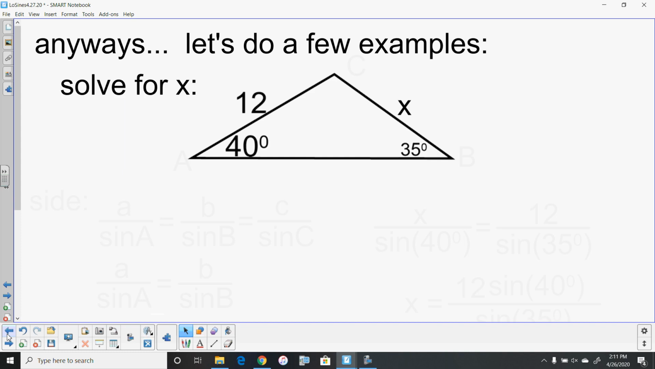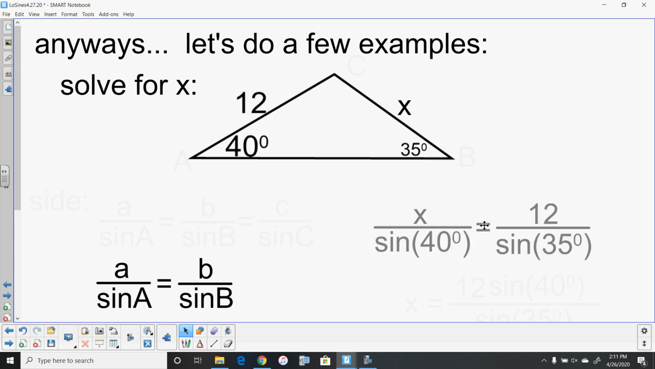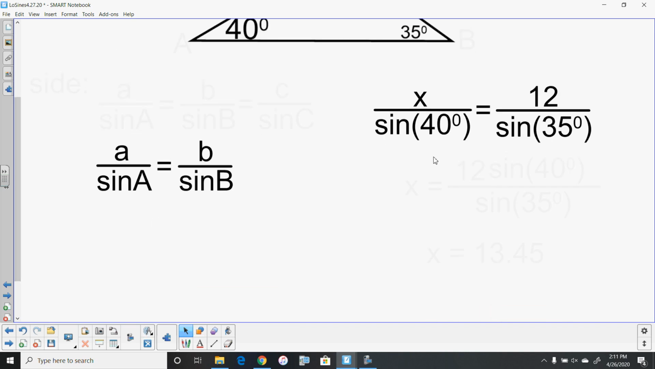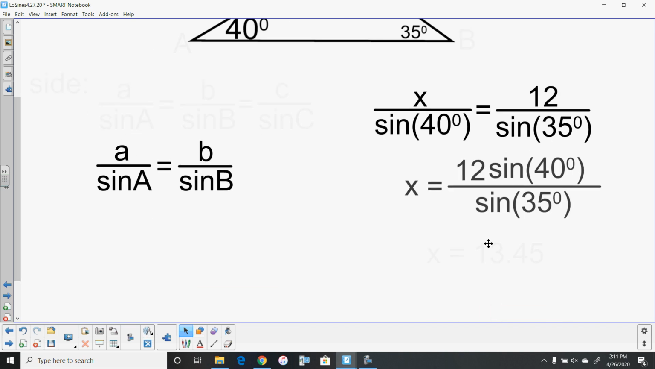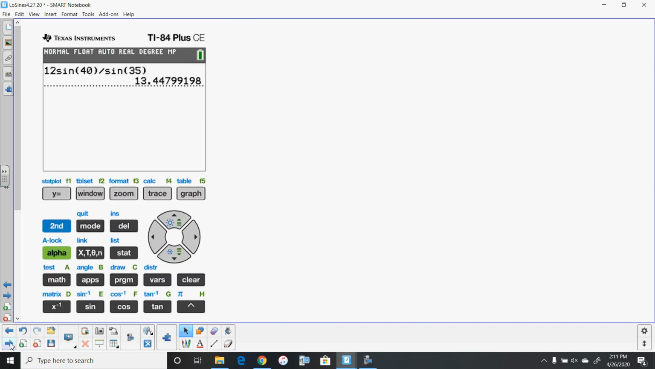And the more we practice this, the easier that really becomes. Okay? So going back, we use just our simple proportion here, plug in what we know, get x by itself by multiplying both sides by sine of 40, and we got 13.45. And again, here's how you can do that in one move on the calculator.